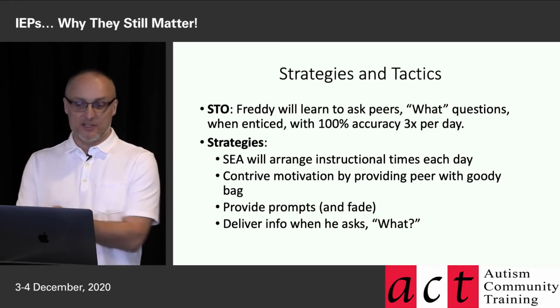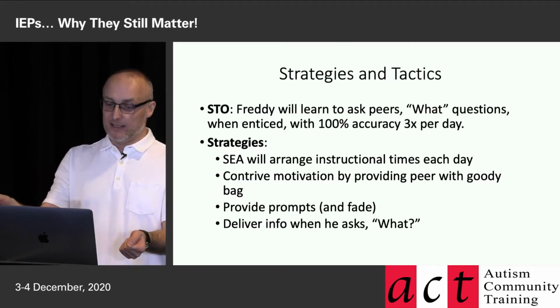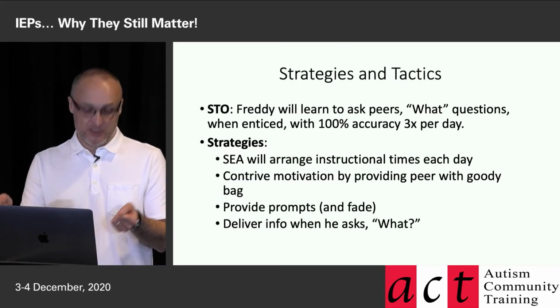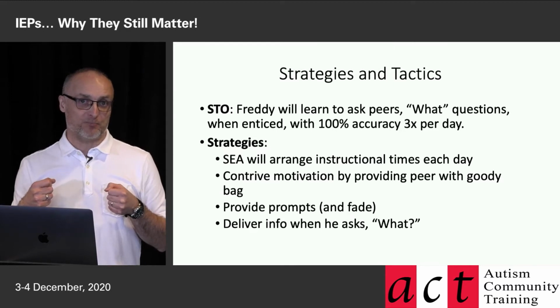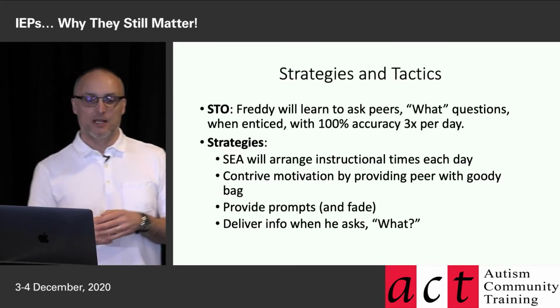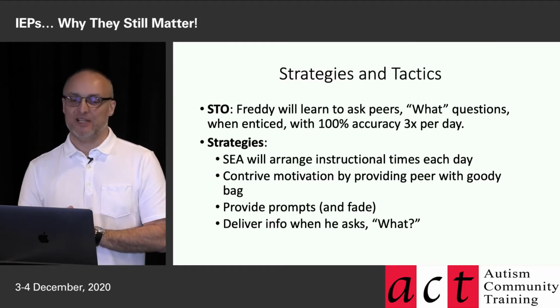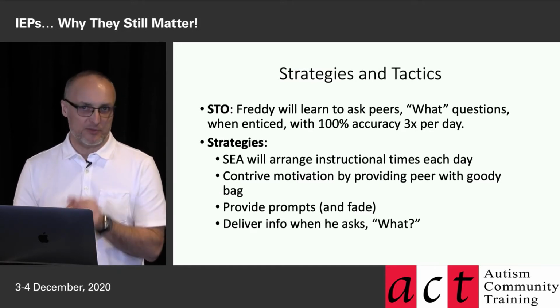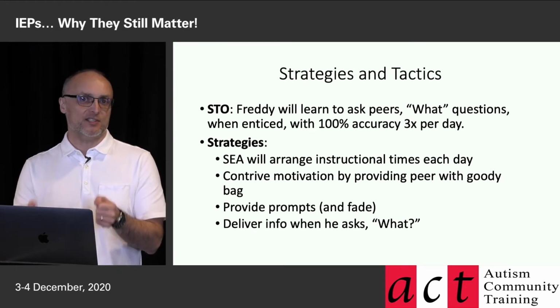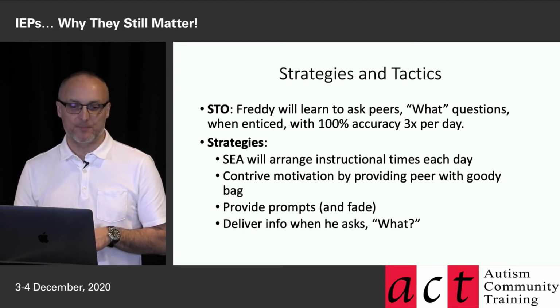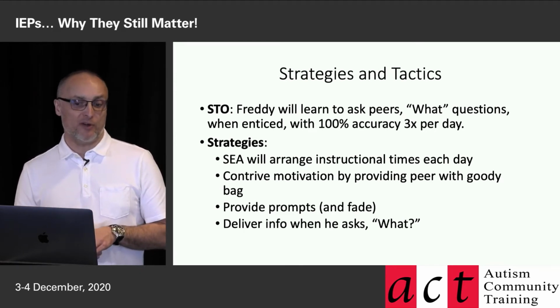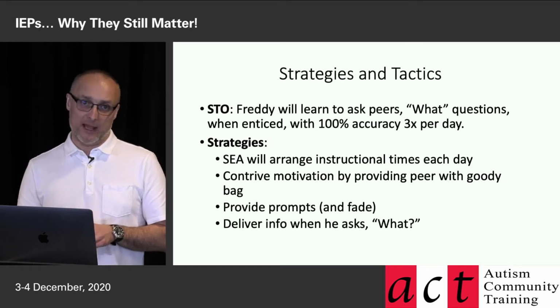And then the reinforcer is the peer reveals what's in the bag, and they're reinforced for asking what by seeing the answer to their what question. Right? The information should be the reinforcer. So the strategies then are the SCA will arrange instructional times each day. And again, specificity, 3 times per day in this case. You want to entice the student to ask what 3 times per day. Contrive motivation by providing peer with a goodie bag.